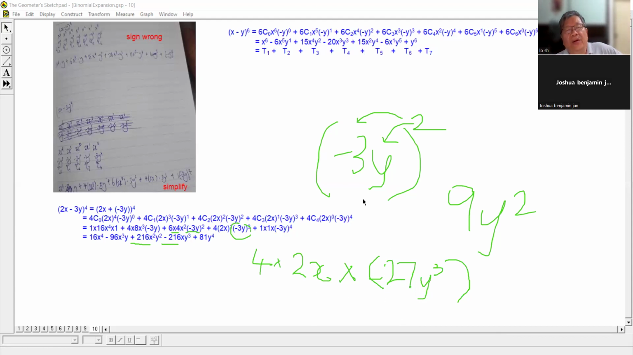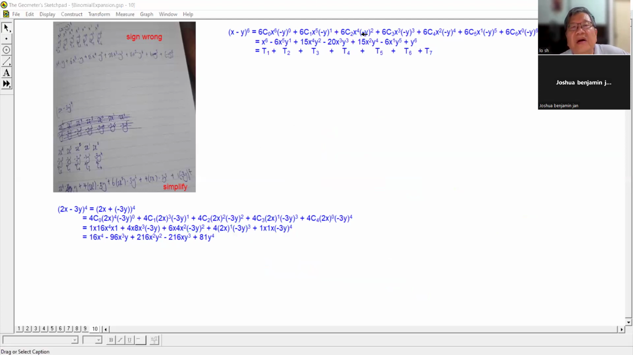Okay, now we look at to the power of 6. I didn't clear the thing yet. Clear first. Then I want to talk about this power of 6.